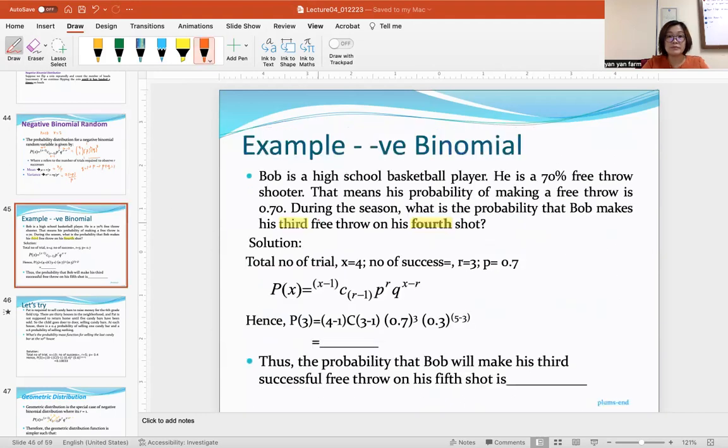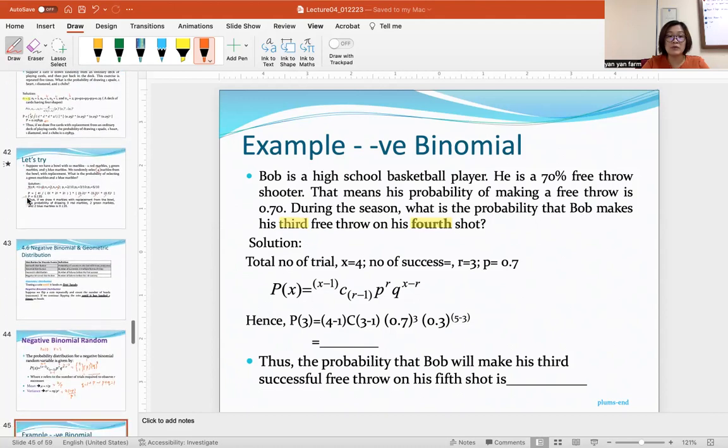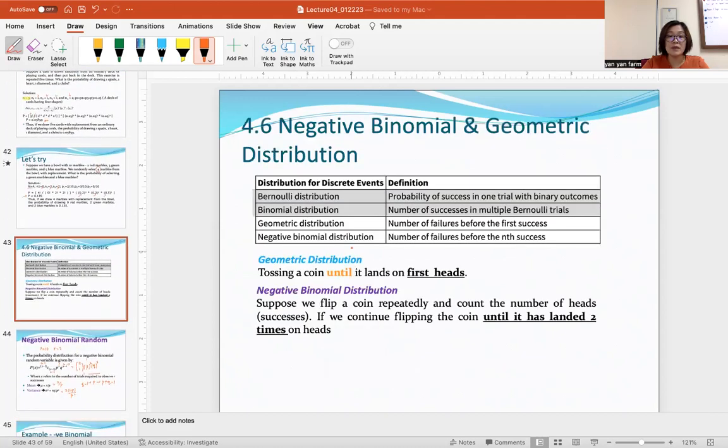Okay, so this is one of the examples. Bob is a high school basketball player. He is a 70% free throw shooter, which means his probability of making a free throw is 0.7. During the season, what is the probability that Bob makes his third free throw on his fourth shot? So next, we go back here. Number of failures before the number of successes you are looking for.